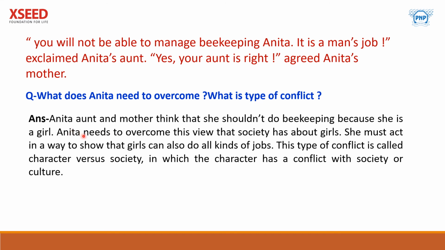Just see here. Anita needs to overcome this view that society has about girls. She must act in a way to show that girls can also do all kinds of jobs. This type of conflict is called character versus society conflict. Understood? Good. In this, the character has a conflict with society or culture. I hope you are getting it. We'll just see one more thing and we'll complete the lesson.